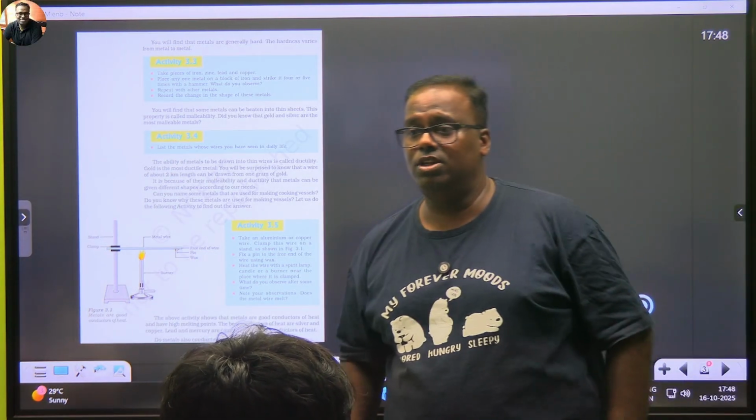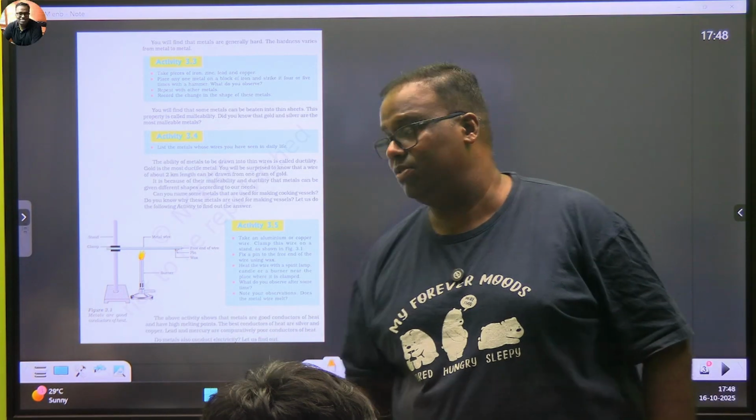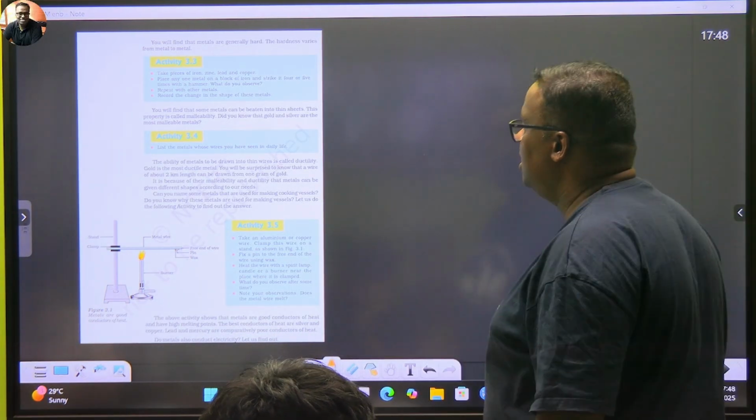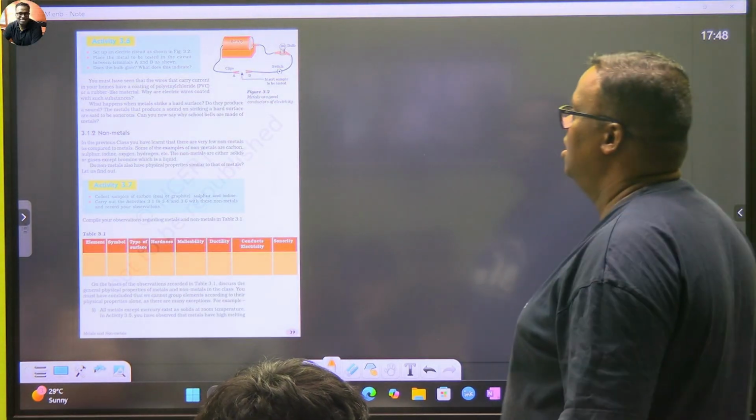Like gold, silver, they will show luster. Silver is the best conductor of electricity. And is there something here? No, we do not see anything great out on this page.